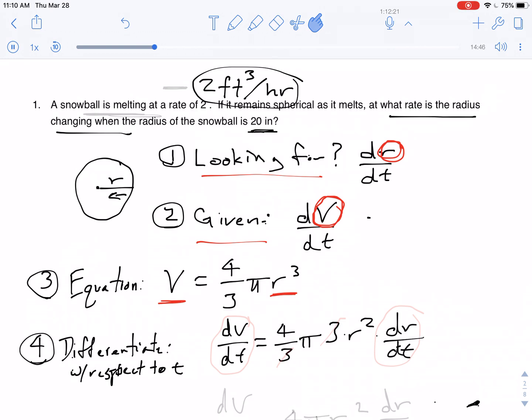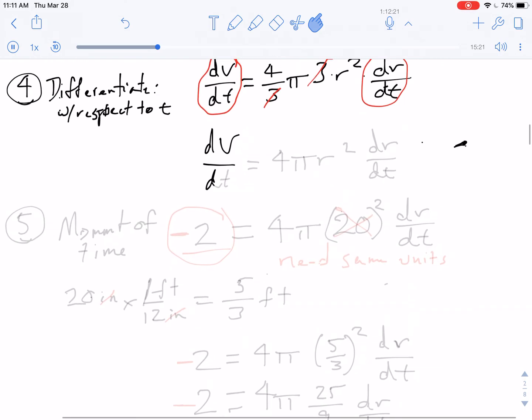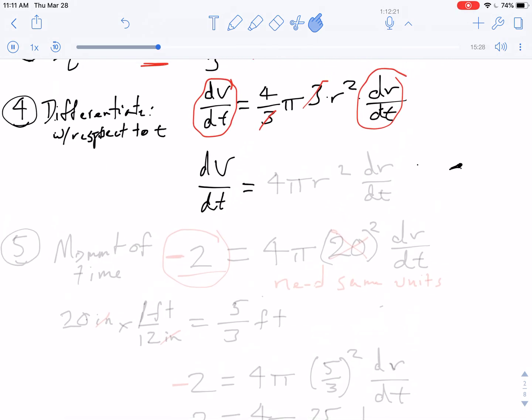Whenever I'm using this idea of related rates, I will always end up with one rate that I'm given and one that I am looking for. Now that I have that, I can cancel those, and now let's rewrite the equation. dV/dt equals 4 pi r squared dr/dt.